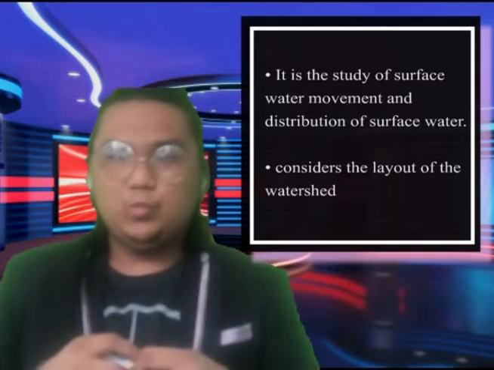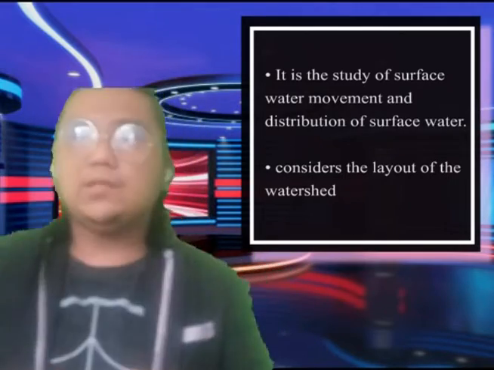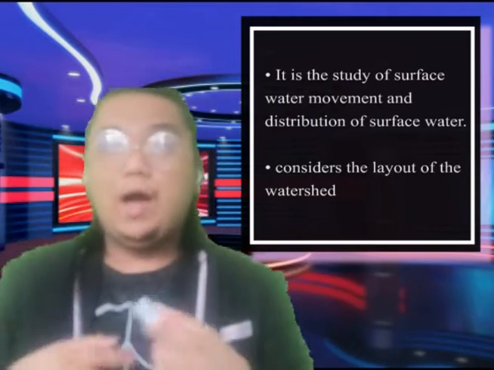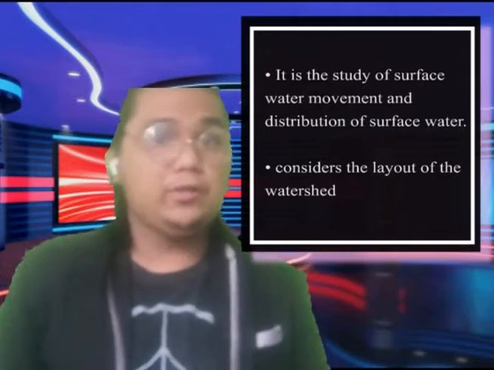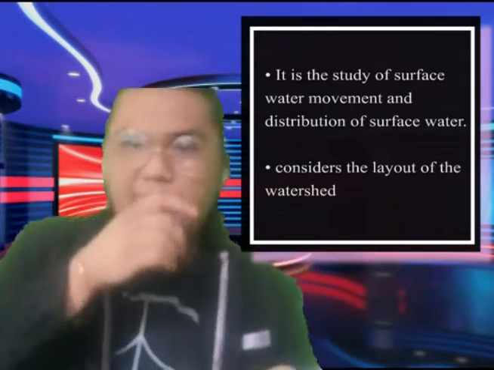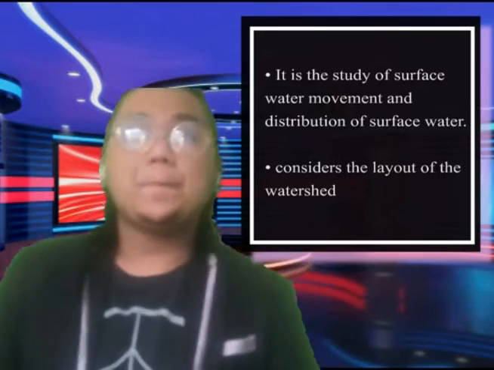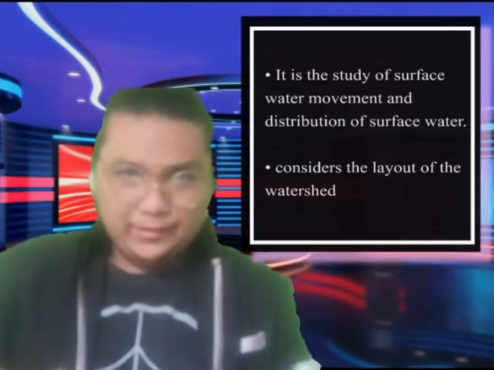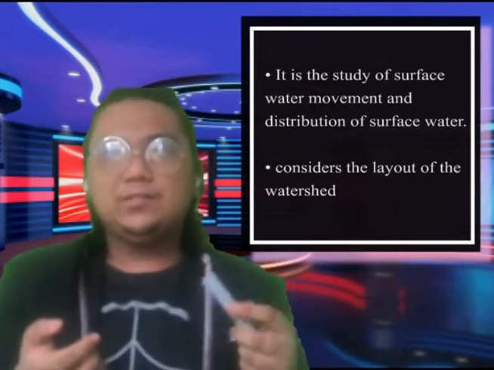It is the study of surface water movement and the surface water distribution. It means how the water moves through the surface and also how it is being distributed in each part of it, if it is through a body of water or through vegetation, trees like that. Also, it considers the layout of a watershed. What does it mean? It depends on the layout of a watershed on how it will move or distribute the surface water.